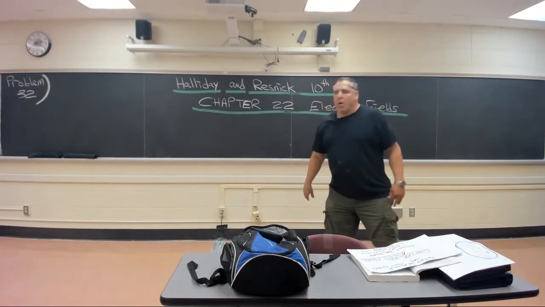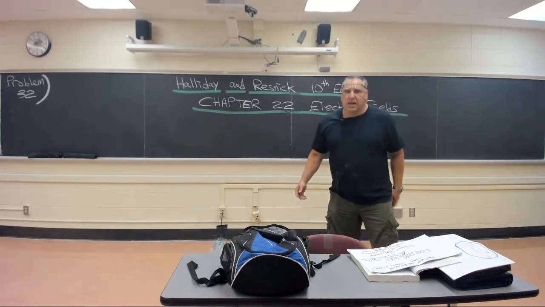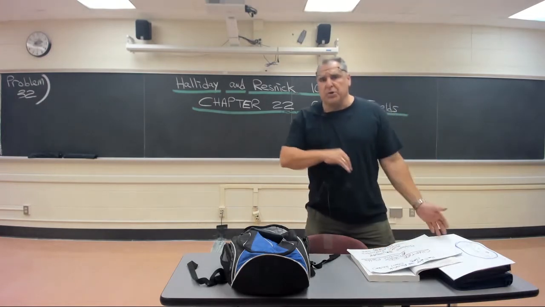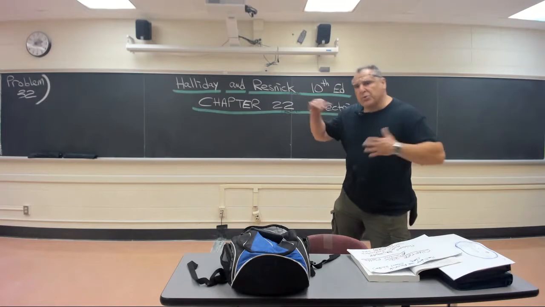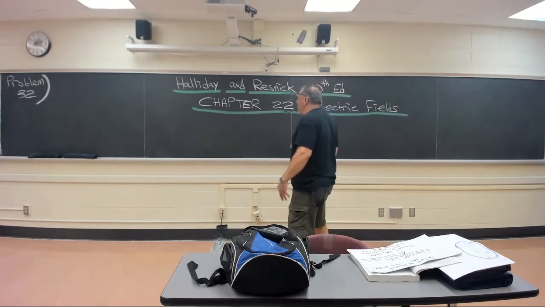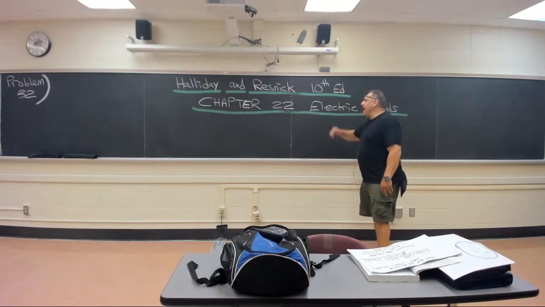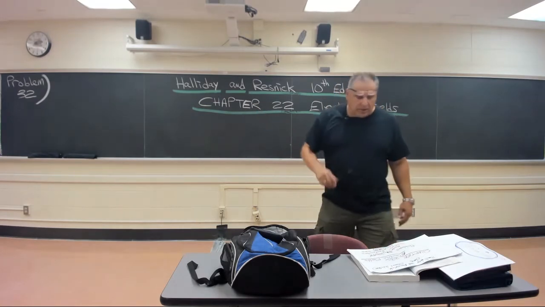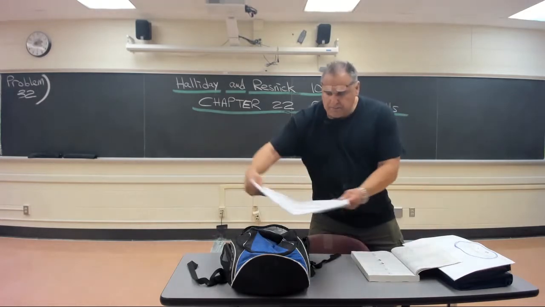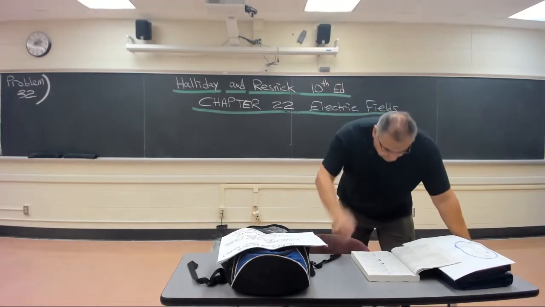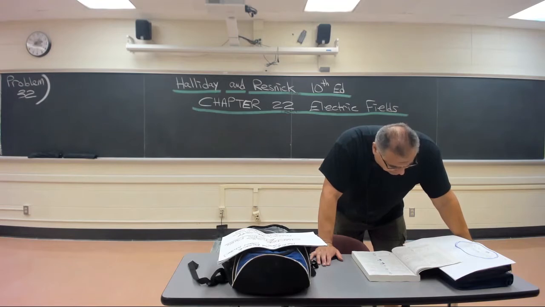So I'm going to try to do about one problem per chapter of those 11 chapters, chapters 22 through 32. That is the plan right now from the Halliday and Resnick book, 10th edition. We are on chapter 22. Let's look at problem number 32. Problem number 32 from chapter 22.